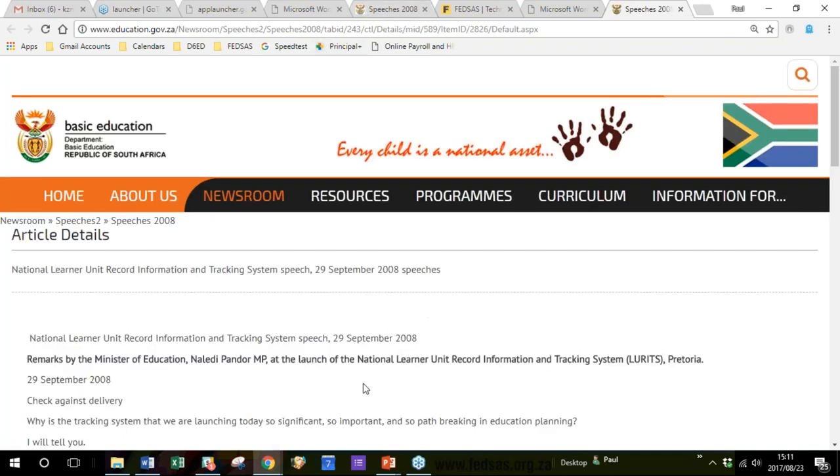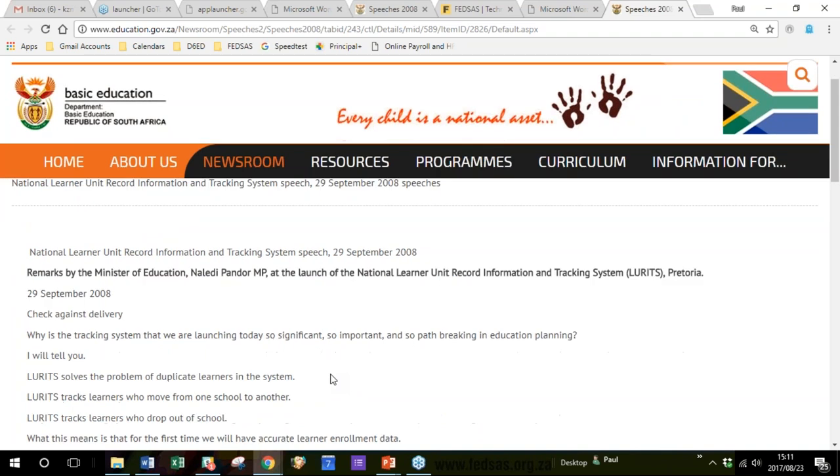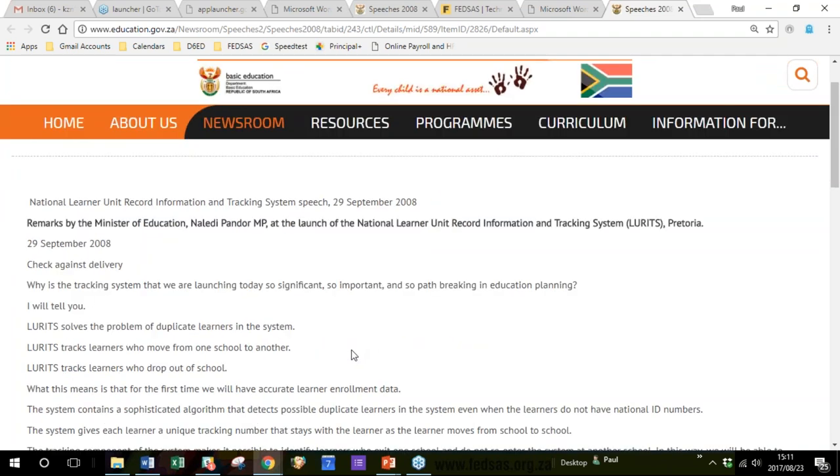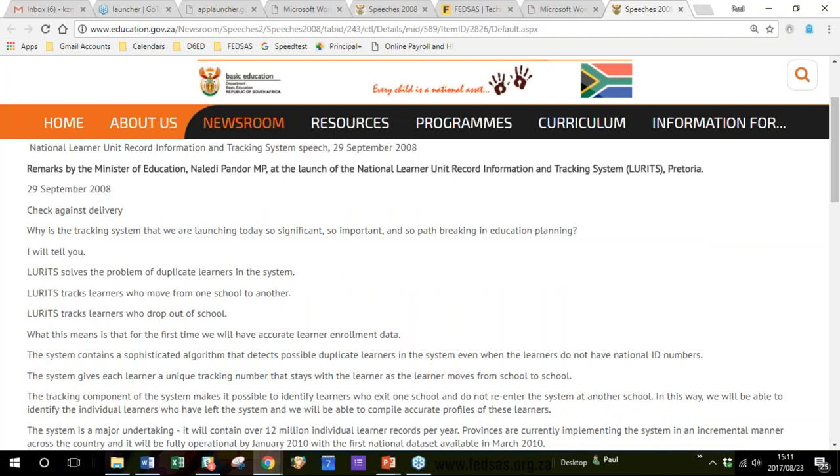And from, you'll see the date there, 29th of September 2008, the Minister of Education, Naledi Pandor, launched the LURITS system in Pretoria. That's when it started taking place. You're welcome to go to that website detail and go through the information. But basically, it was to track learners, to track the information of them on a national basis so they can be seen. It is quite a complicated system.